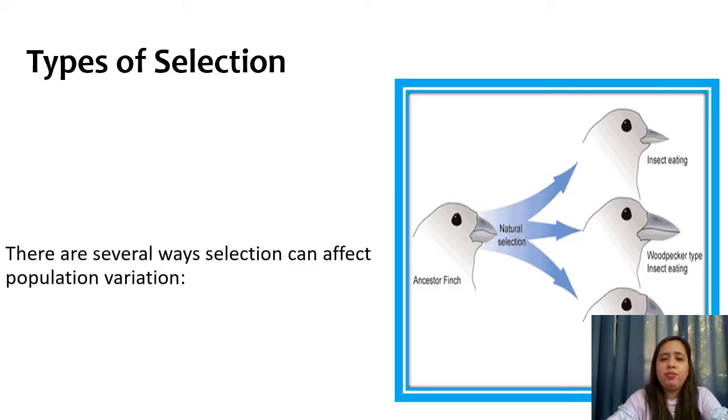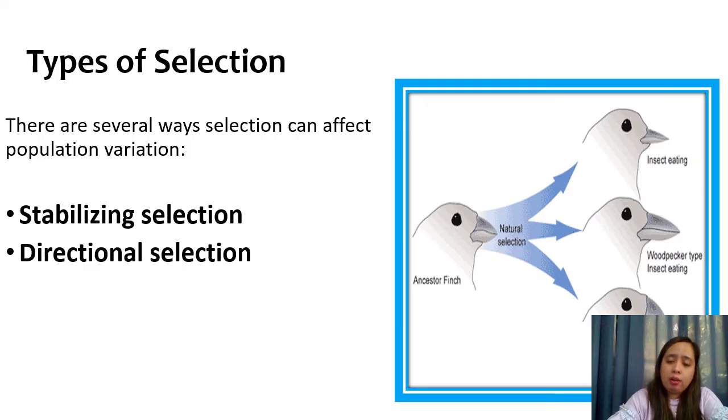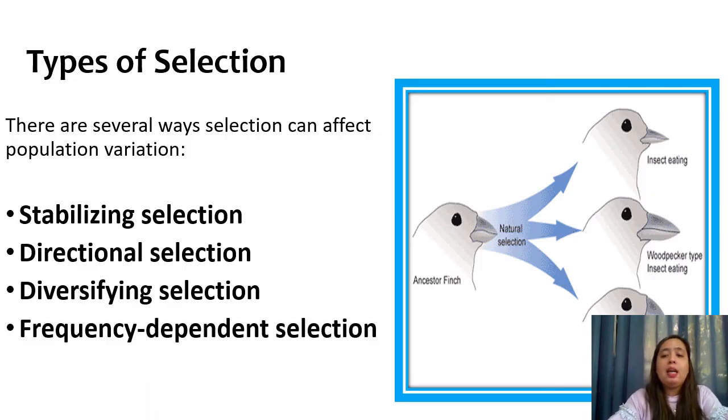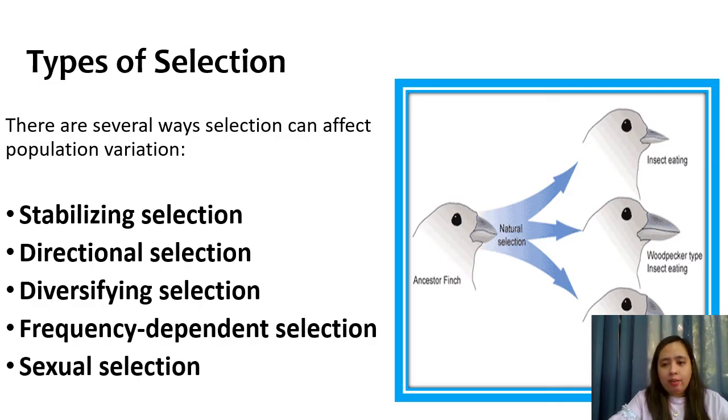So we have different types of selection. No? We have stabilizing selection. Types of selection naturally occurring. We have the directional selection. We have the diversifying selection. And of course, we have the frequency dependent selection. Okay? So we'll be discussing these selection mechanisms or ways. Okay, I forgot one last. We have the sexual selection.